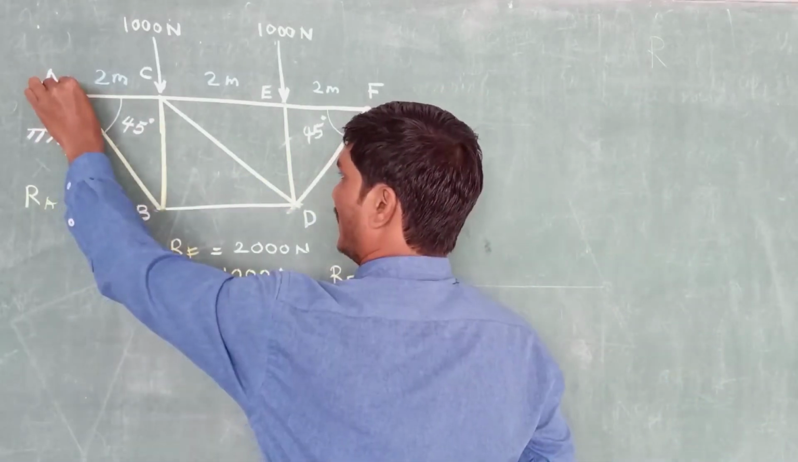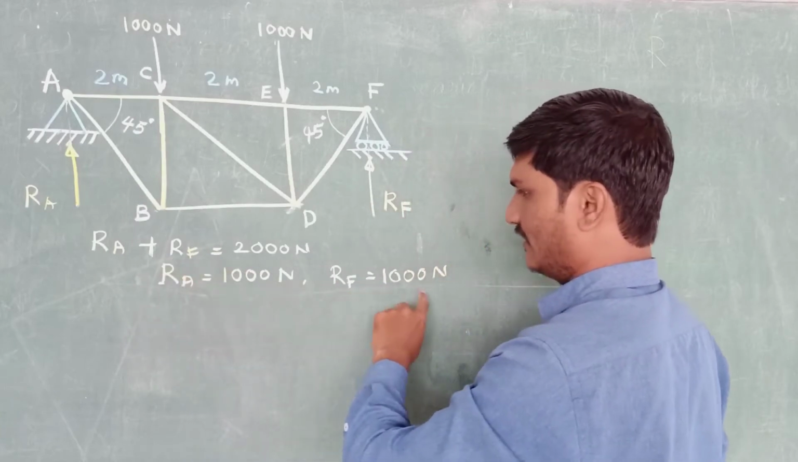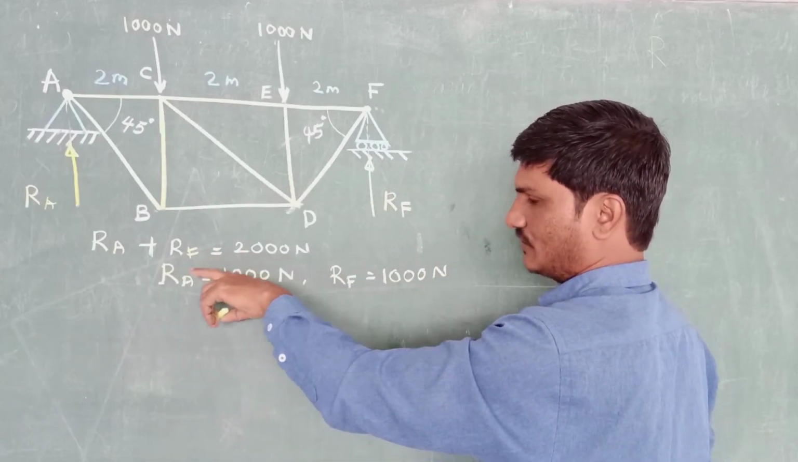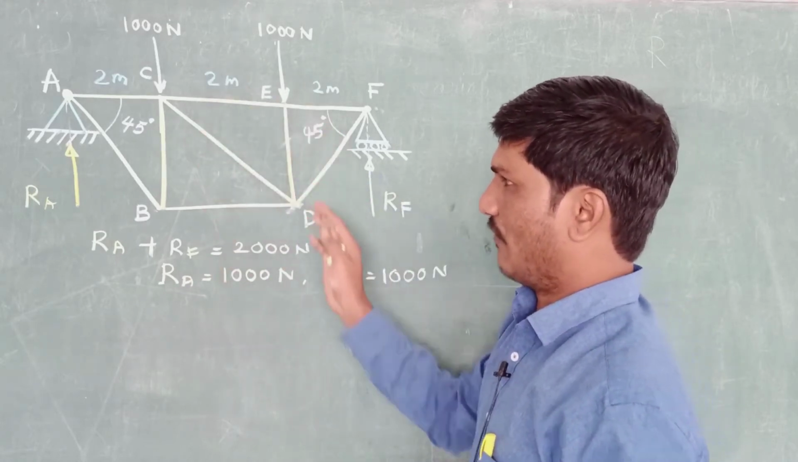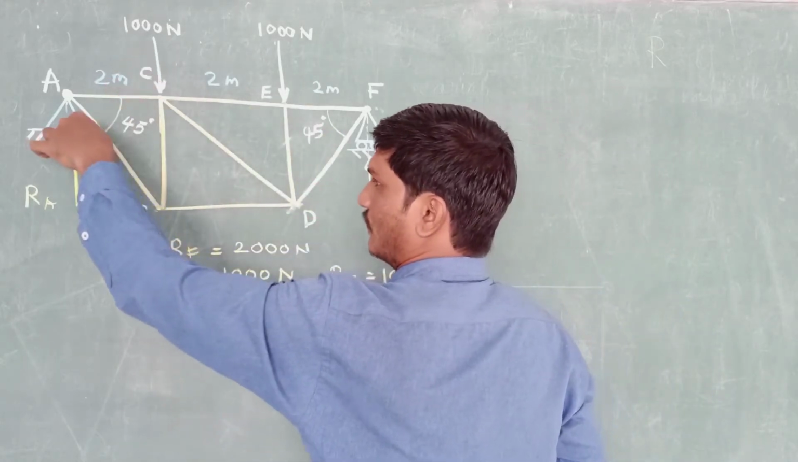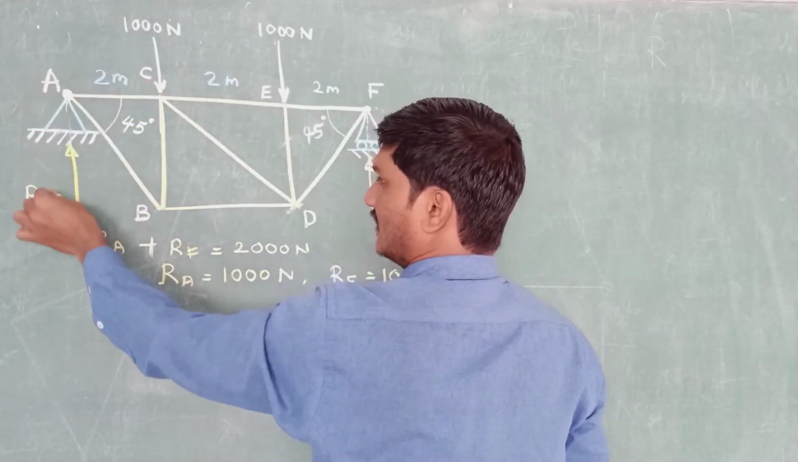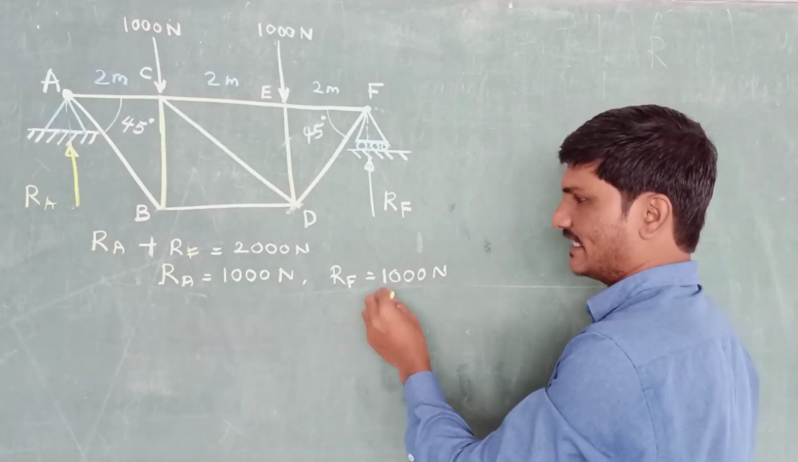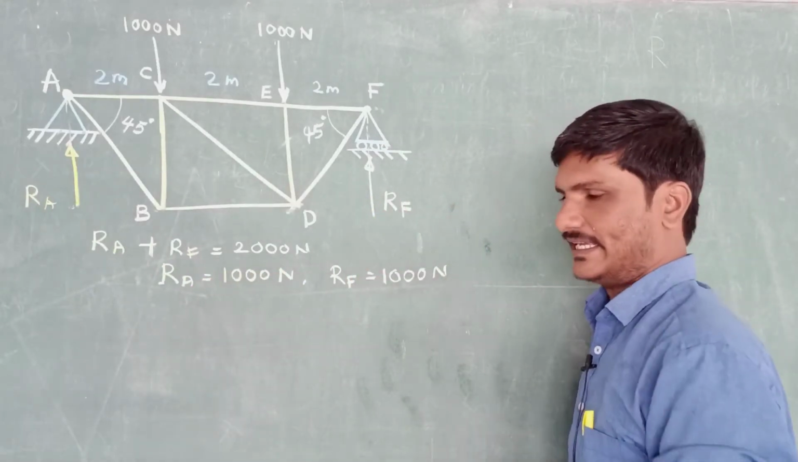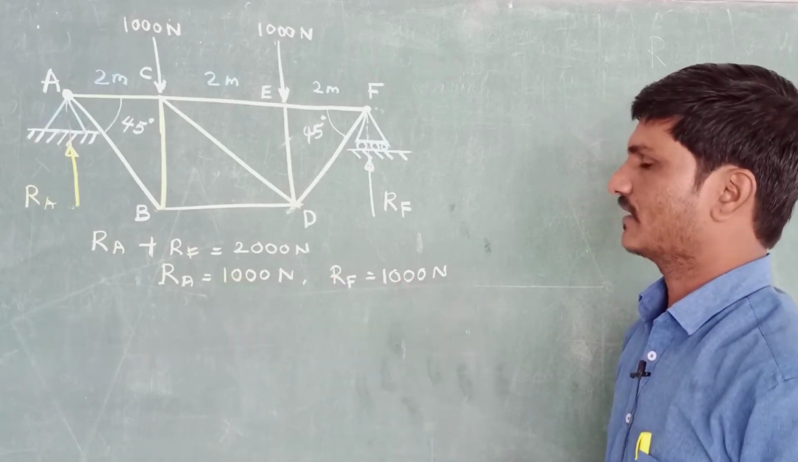Or you can take the moment of all the forces about this point. This is just an assumption I have made, because the total is 2000, so RA plus RF gives 1000 each. Otherwise you can take the moment of all the forces, force into distance, about this point, and then you will get RA and RF. In easy cases you can directly take the values: RA is 1000, RF is 1000.